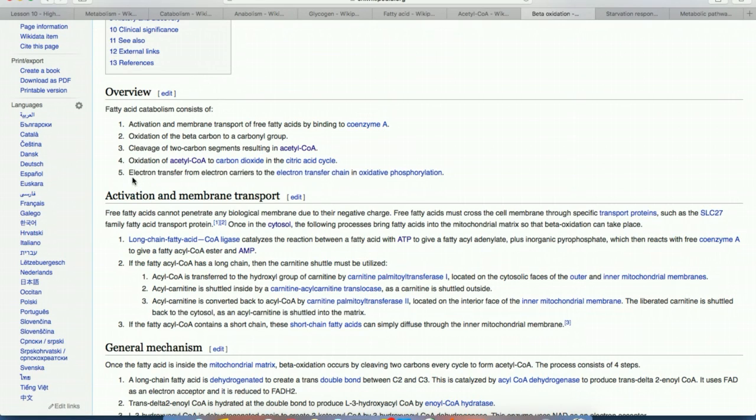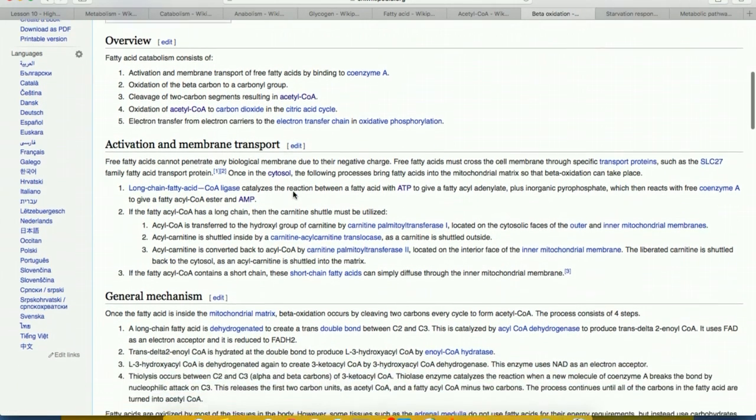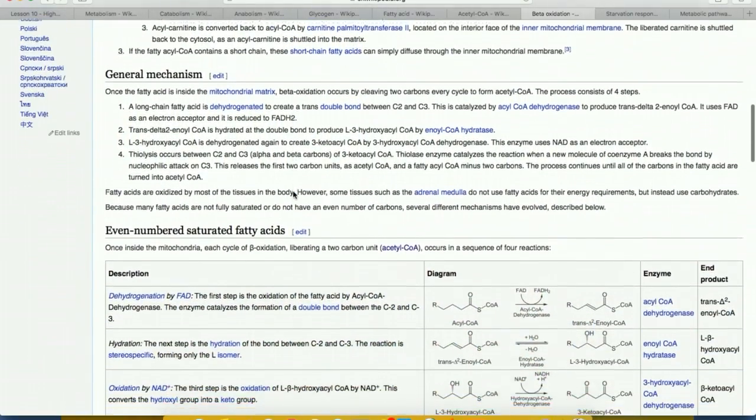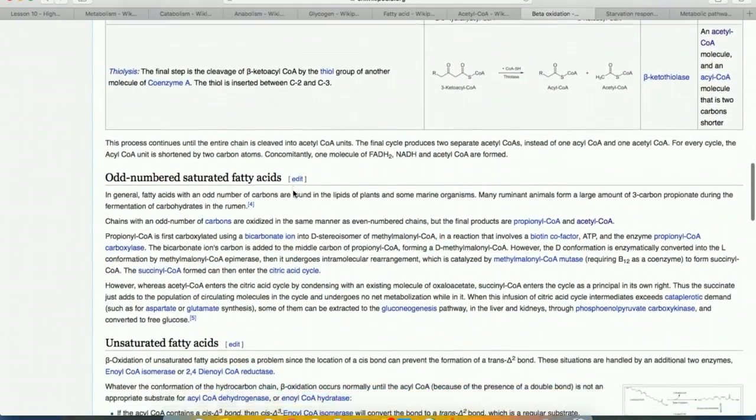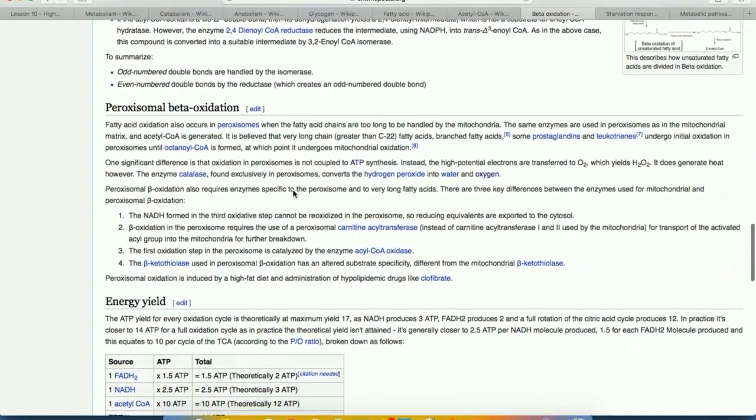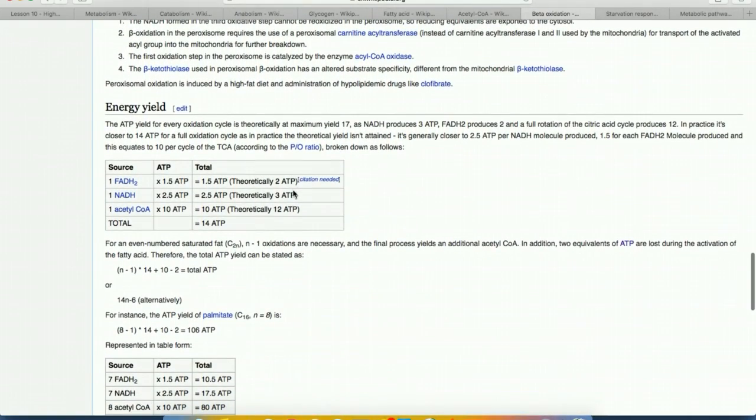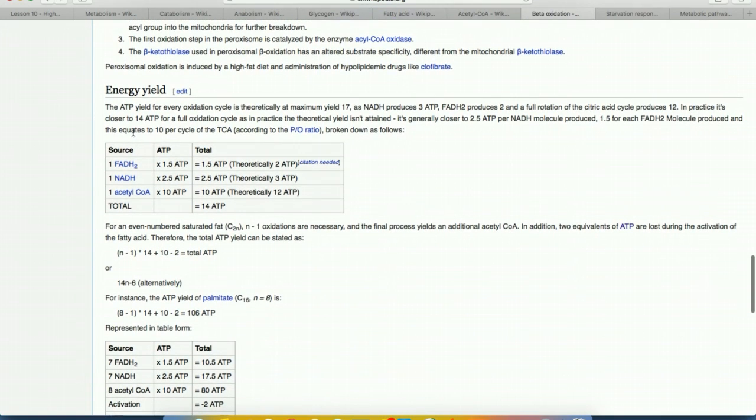And then it goes through the electron transfer from electron carriers to the electron transport chain in oxidative phosphorylation. So these two are synonyms. All right, so now here they talk about the details of that. I'm not going to go into the details. All right, and they talk about the energy yield. This would be per acetyl-CoA.